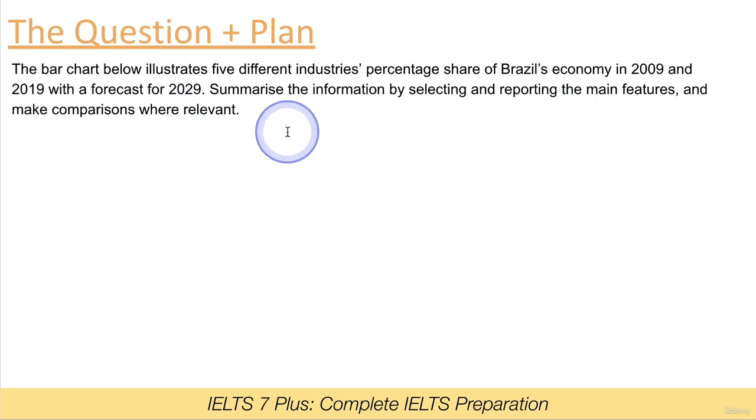Alrighty, so what are we actually looking at? Let's have a think about the question a bit more. So the bar chart will show different industries and their percentage share of Brazil's economy. So in other words, how much do they take up of Brazil's overall economy in 2009, 19, and a future year? So we'll bear that in mind when we're thinking about tense for writing.